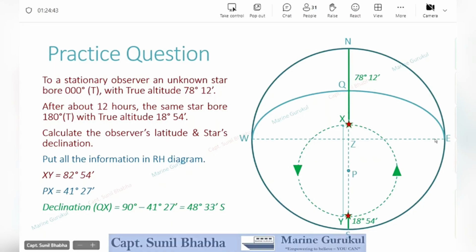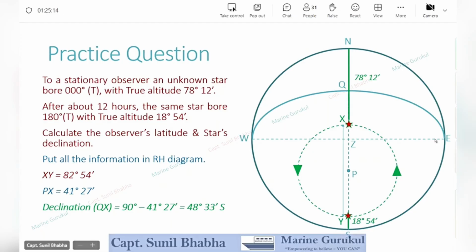Any doubts, beta? Sir, I have a query regarding this diagram, sir. One more. Go ahead, beta. Sir, I also made a diagram, but my question is, sir, you have taken this 18 degrees 54 minutes as the second star altitude. That is, you have taken the south pole. First you are measuring from north and second is south pole, sir. What is the reason behind that, sir?